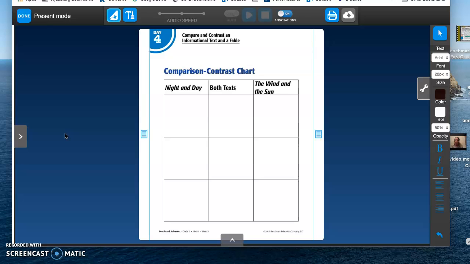Now that you're ready, I'd like you to think about the genre of each text. What type of text was Night and Day? That's right, Night and Day was information text. It gave us facts about night and day.